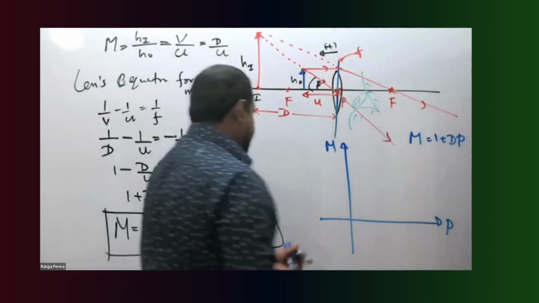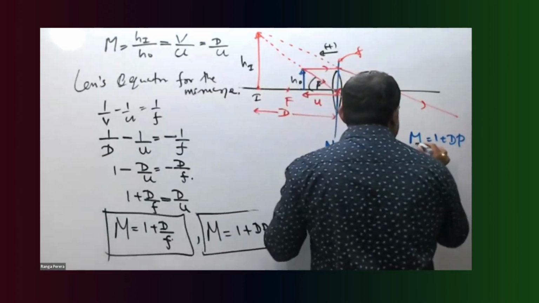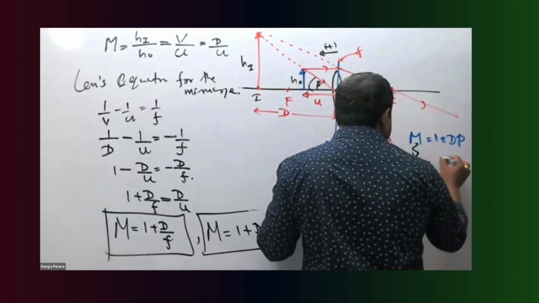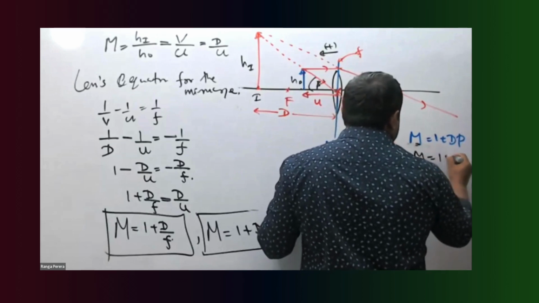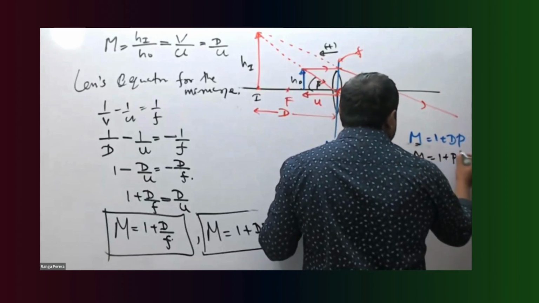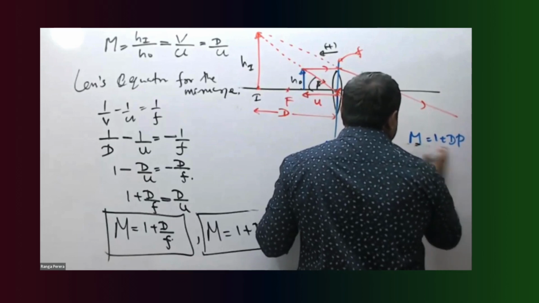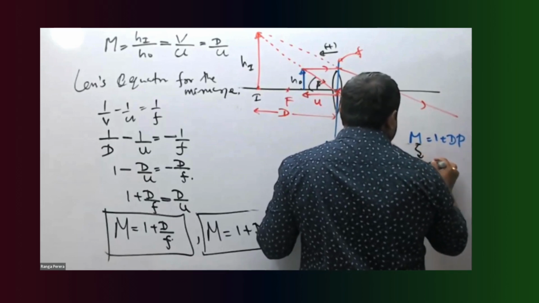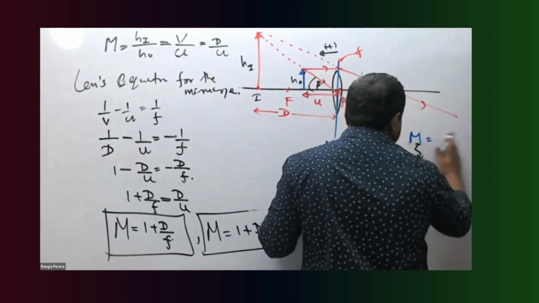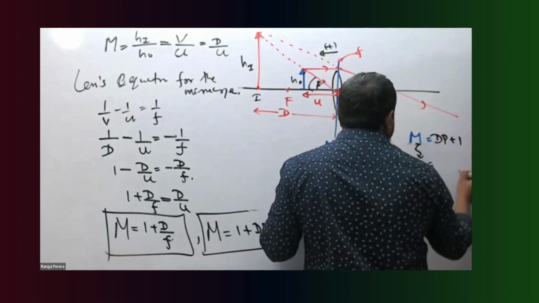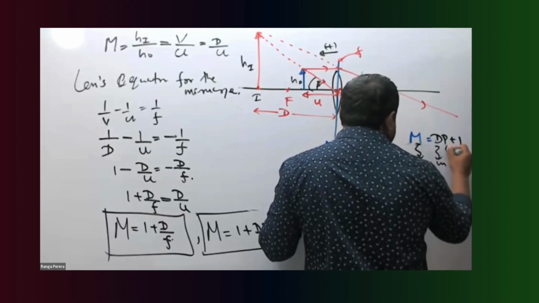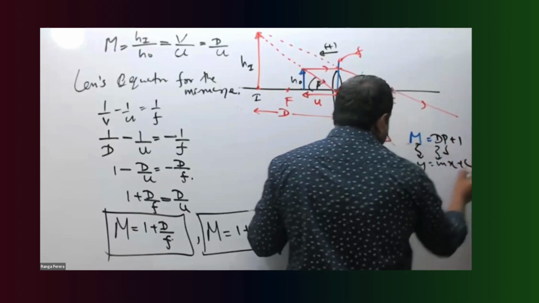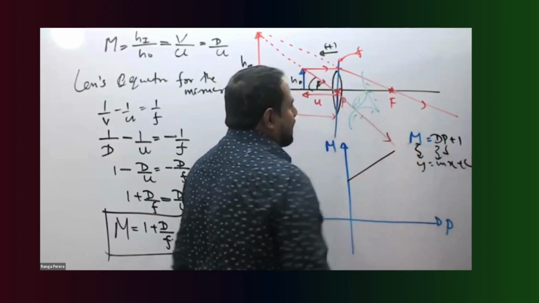Look at here. They ask you to plot this. I will make a small modification: capital M equals 1 plus PD. No problem with that. Let's take y. It is dP plus 1. D means the gradient. This is a y equals mx plus c type graph. This is the graph you would get.